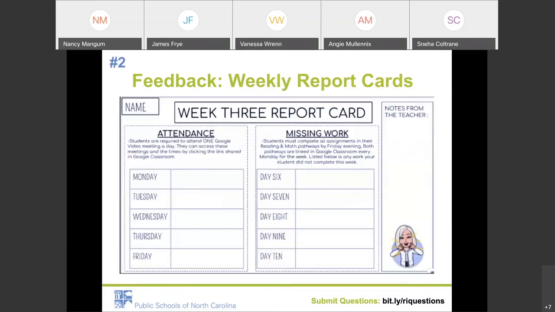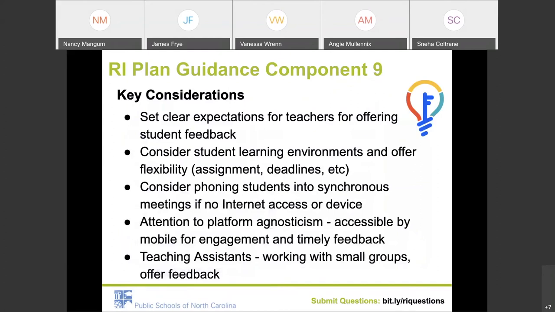And then as we think about more formal feedback, the next slide was from Jamie's school, their weekly report card. So helping parents as well as students, we talk about students having to know where they are and what standards they're covering. Students need this. Whether this is through PowerSchool or other opportunities, or something as simple as this type of graphic organizer or document that you're sending home, they are getting that feedback on what's missing, and even just notes from the teacher and how they did.